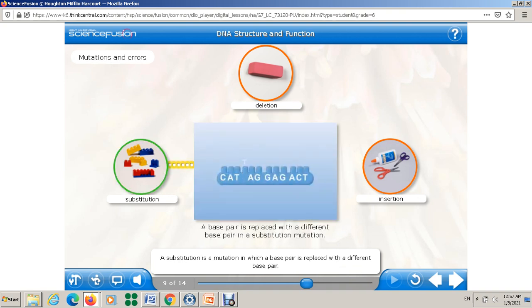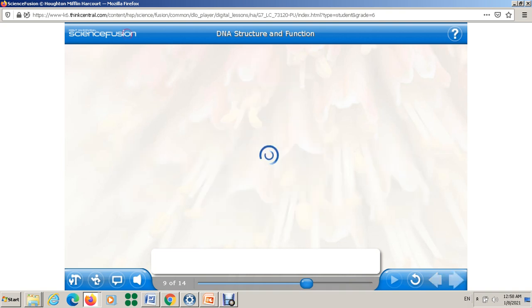A substitution is a mutation in which a base pair is replaced with a different base pair. A substitution is like changing a letter in the middle of a sentence. Substitutions are the most common type of mutation. Sickle cell anemia is caused by a substitution mutation. Okay, let's continue. These are about the mutation, just review.